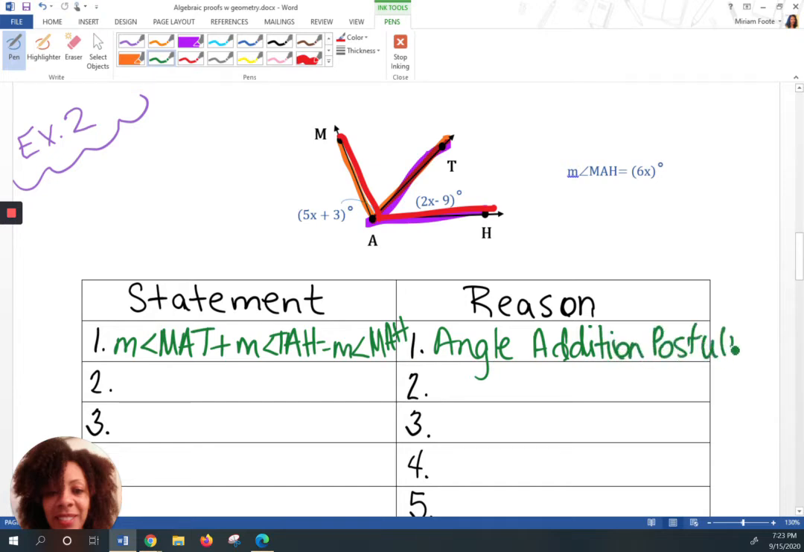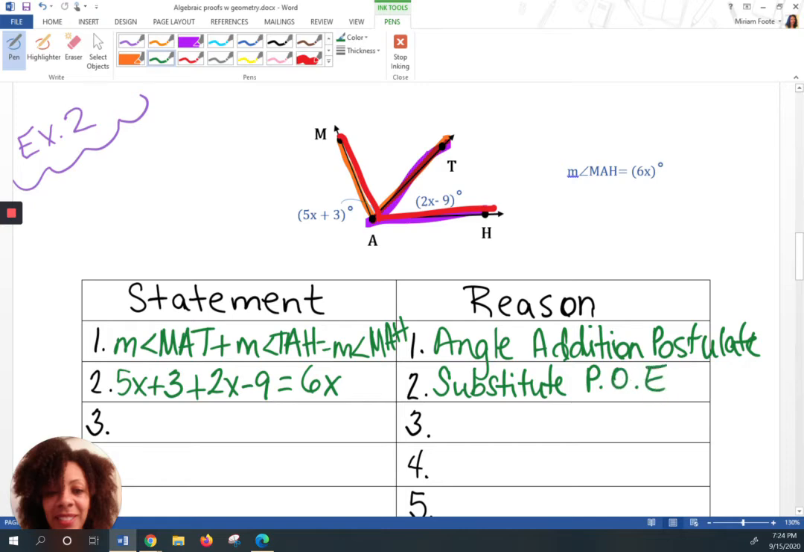The next step is to look at your figure again and see what information is given that you can use. So for the measure of angle MAT, I'm told it is 5x plus 3. Well, the angle addition postulate says I have to add measure of angle TAH, so that's 2x minus 9, and then I have to set that equal to the entire angle, which over to the side tells me that it's 6x. Why did I do that? I just substituted. So this is called the substitution property of equality because again I have an equal sign.